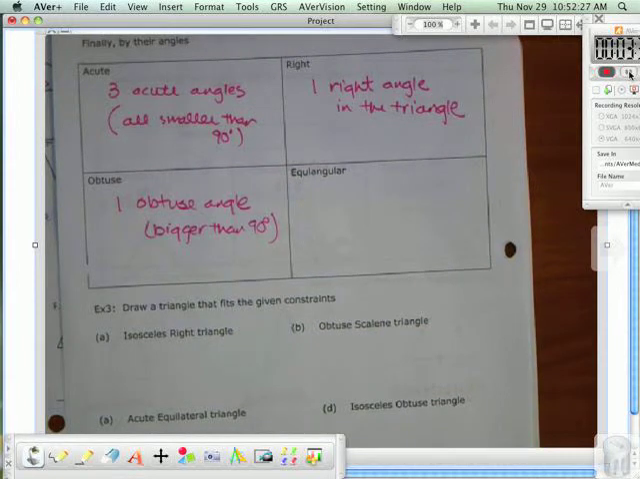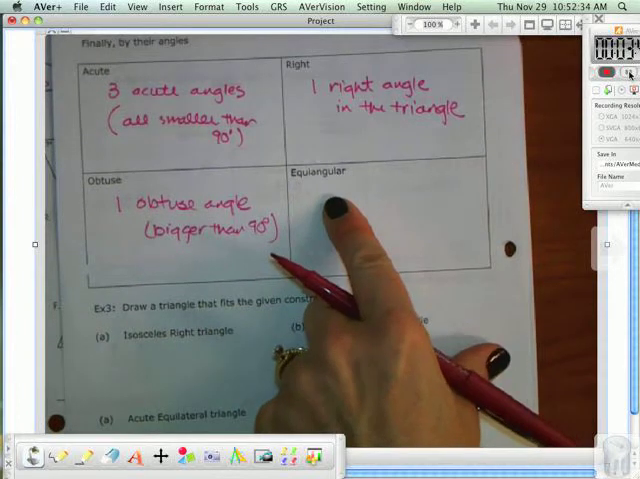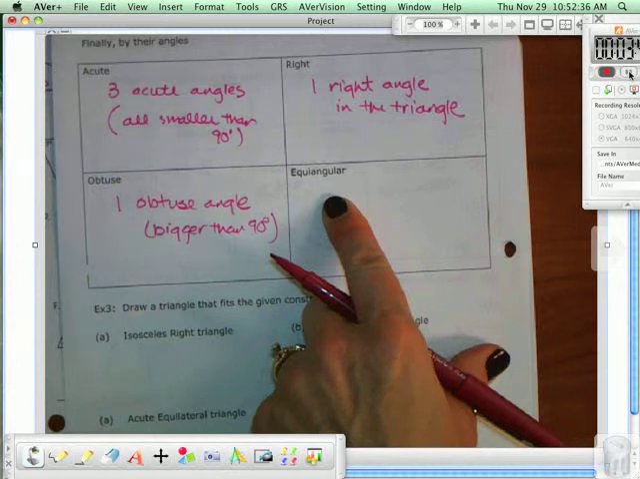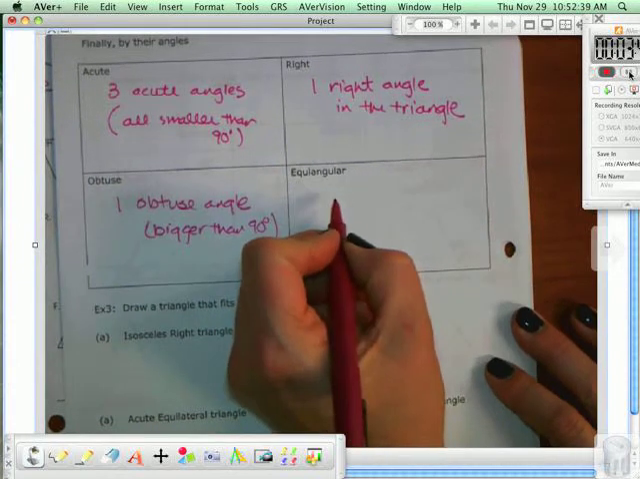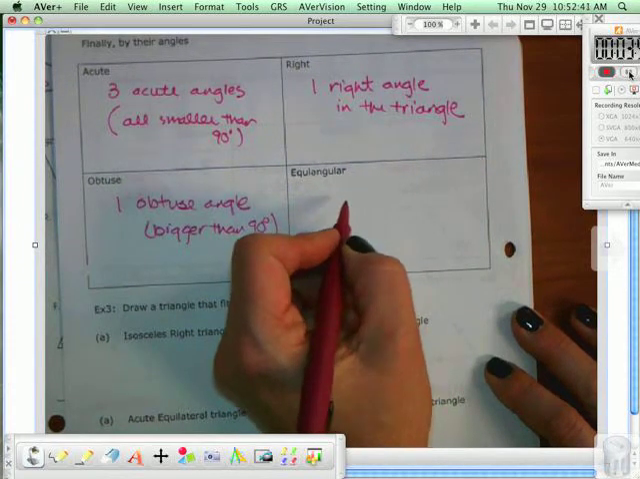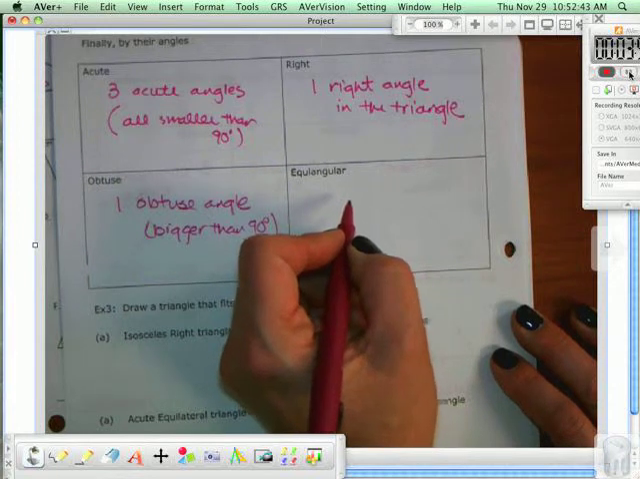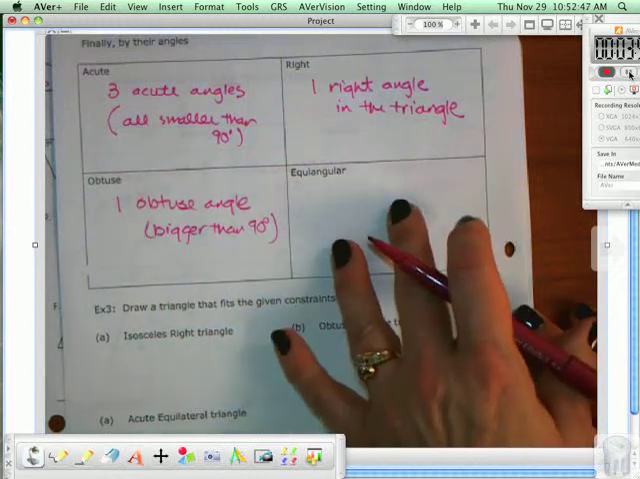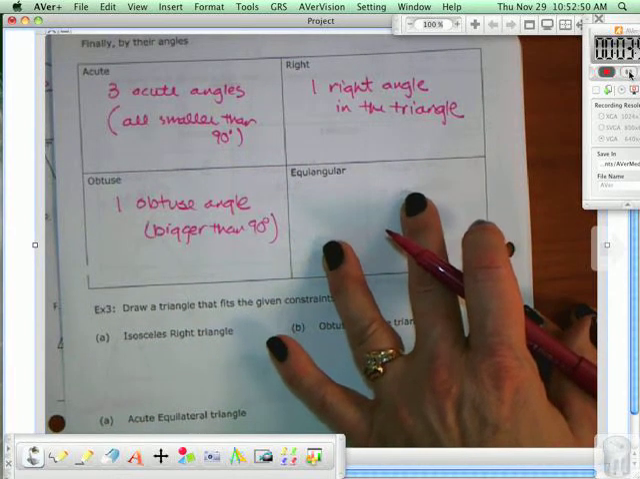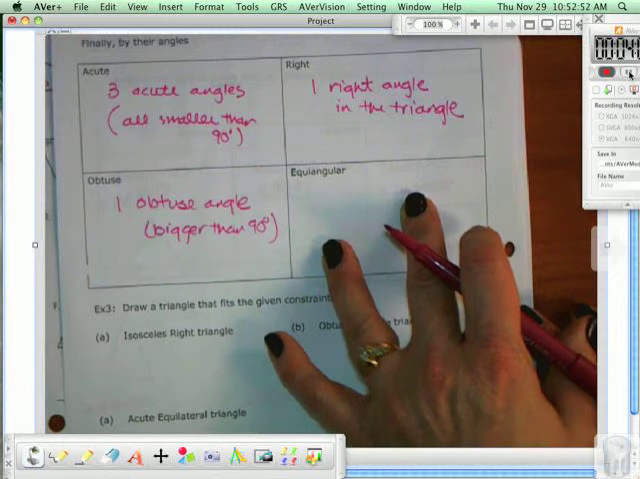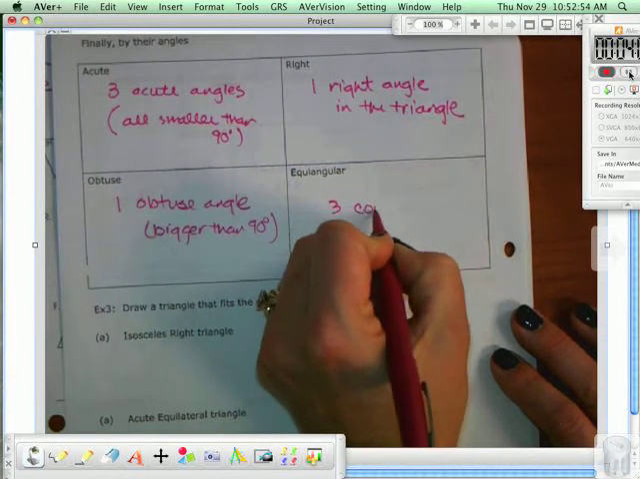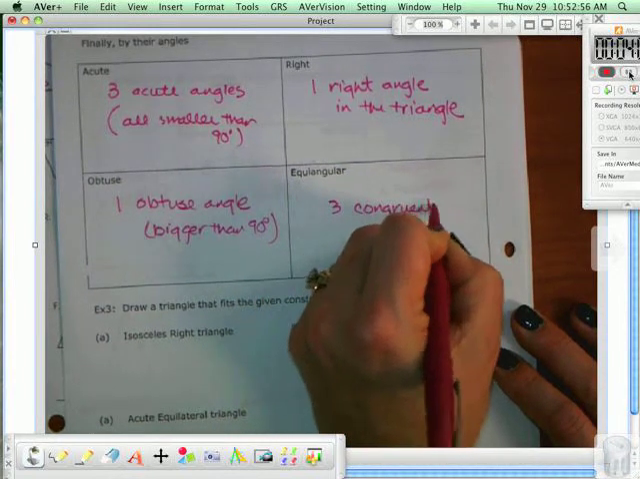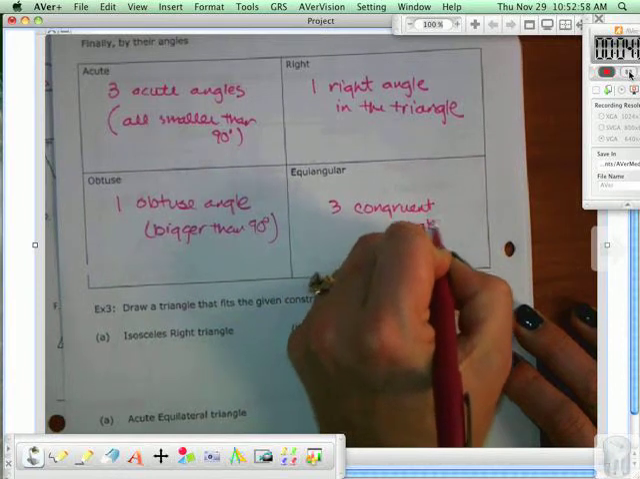Equiangular. On the other side we had equilateral. The word lateral refers to sides. Equiangular. What do you think, Sam? Isn't it 45 different angles? No, because 45 plus 45 plus 45 doesn't add up to 180. But I don't want to know really what the angle is. I just want to know what this means. What do you think this means, Leah? Yeah, three congruent angles. And there really is only one measure, but it's not 45 yet.